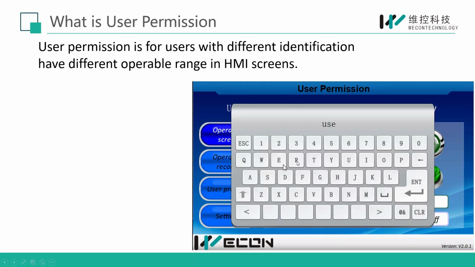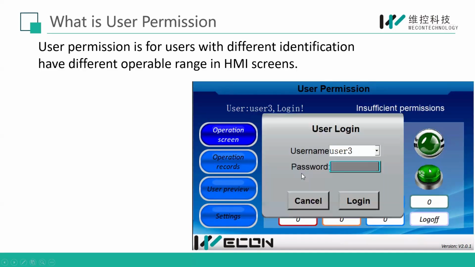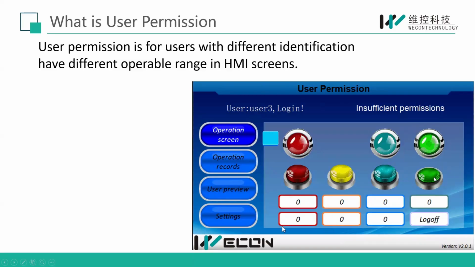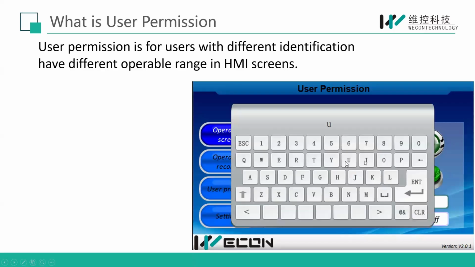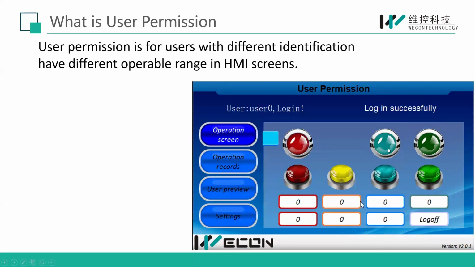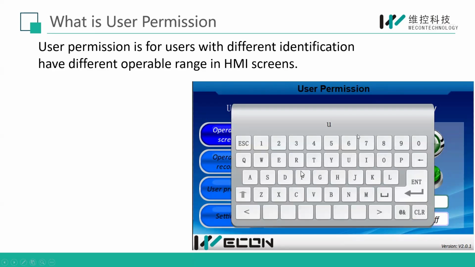So user 3 has a different password. See, and user 3 cannot operate everything. They are able to operate only this lamp, the green lamp, I can say. So this is a limitation for user 3, and user 0 is our admin. So user 0 is our admin, so they are able to operate every and each operation of the HMI screen. So you can configure it by the permissions. So let's see how we will do it.